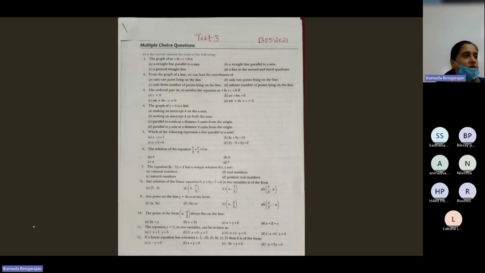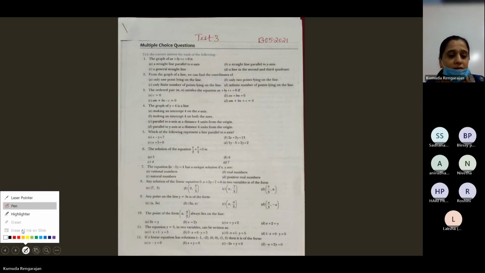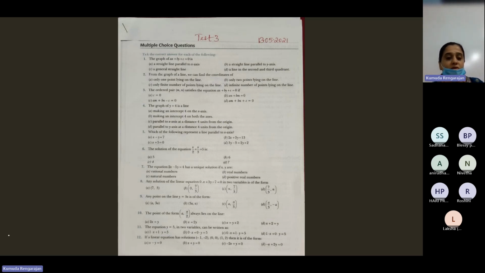See, you can solve the equation by taking the LCM and cross multiplying. Or you can just use the options. If it's easy, you can just put the option like this in place of x and check whichever is satisfying. Okay, next one. So the answer for the sixth one is B.